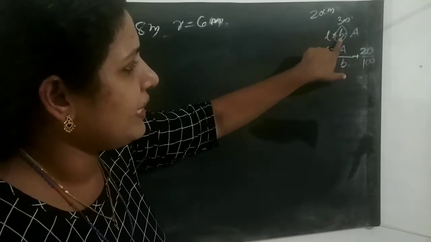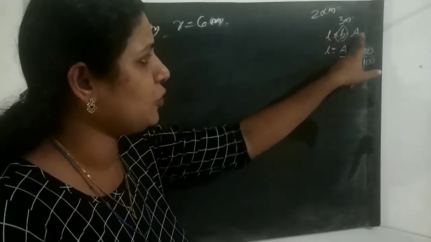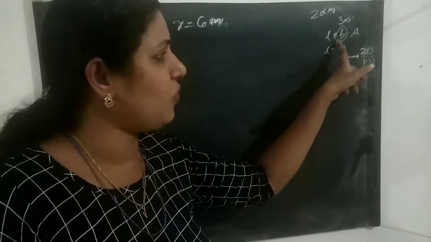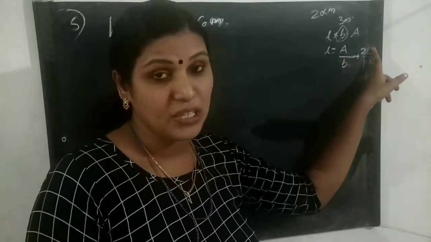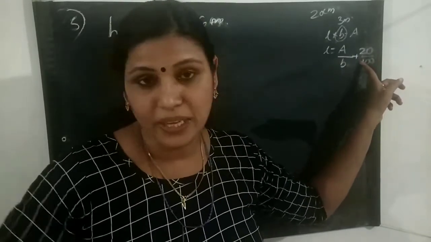The width is given as 3 meter in your textbook. From this we have to find L equal to area by width, and there is a 20 centimeter wastage. So we convert this 20 centimeter by dividing by 100, and we add it to this.